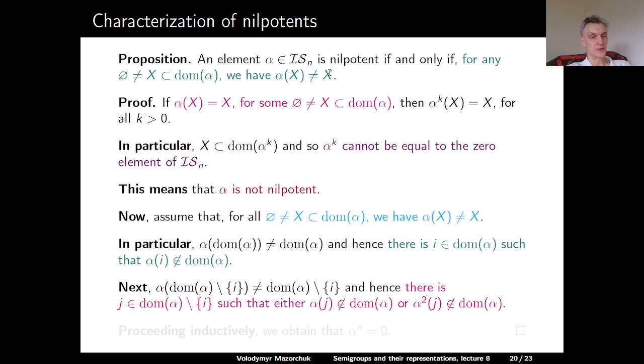Next, if you take the domain of alpha and throw i away, then this set is not invariant under alpha. So alpha applied to the domain of alpha minus i is not equal to the domain of alpha minus i. And so there is j in the domain of alpha minus i, such that either alpha of j is not in the domain of alpha, or alpha squared of j is not in the domain of alpha. And now we can proceed inductively, and by induction we show that alpha to the power n is 0, because if we apply alpha to the power n minus 1 to any element, we go outside of the domain of alpha.